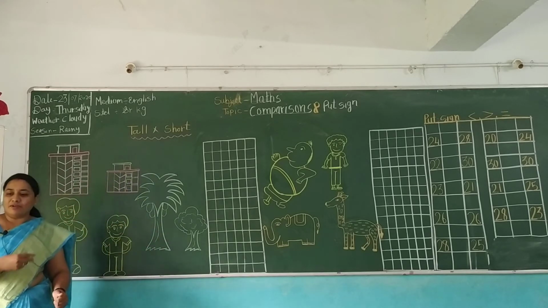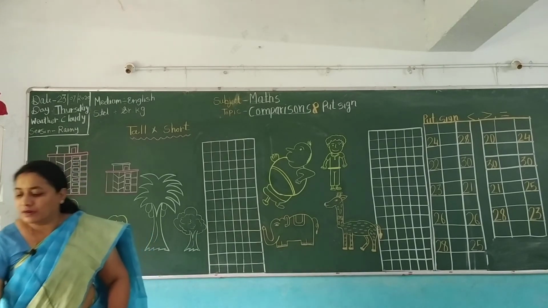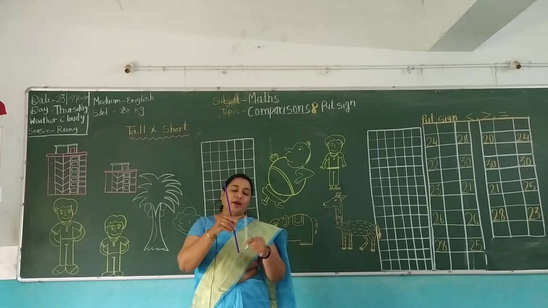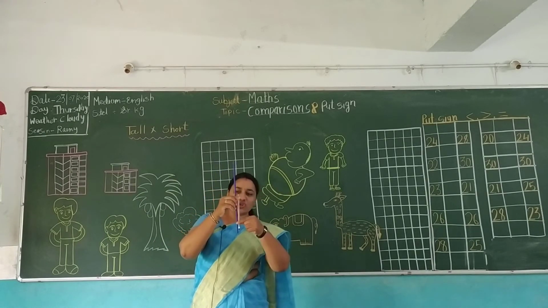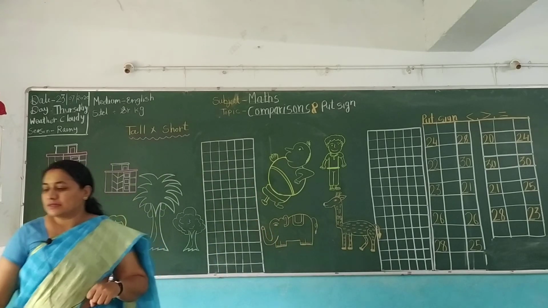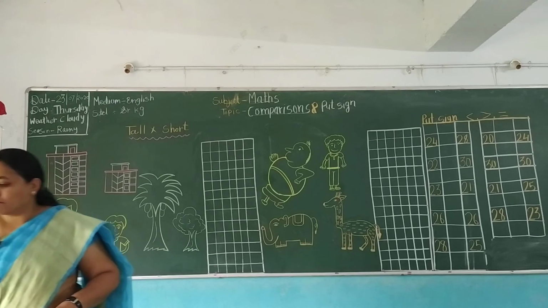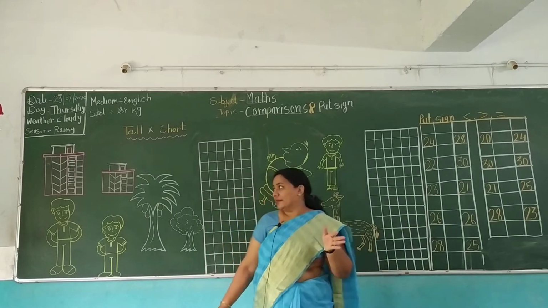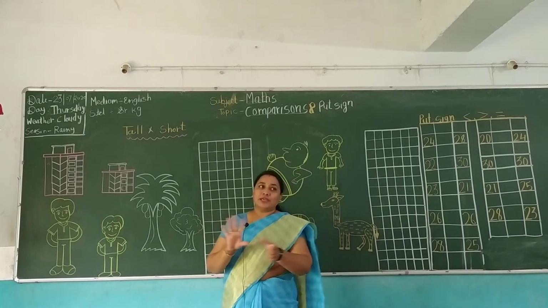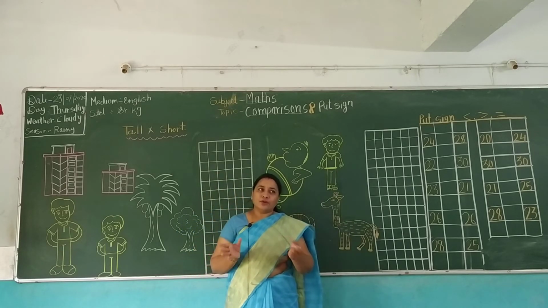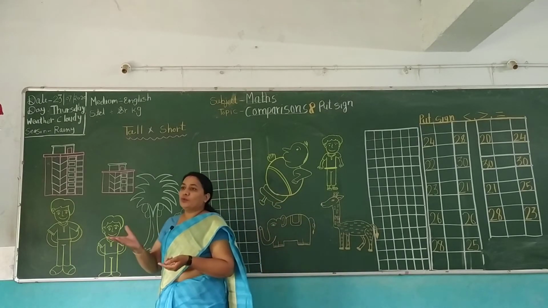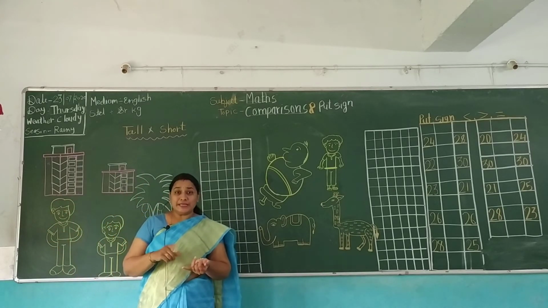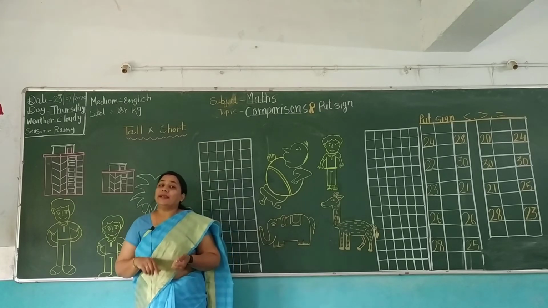You can give more examples like this. Pencils: this one is tall and this one is short. Okay children, now everybody knows the meaning of comparison. In comparison, we compare two similar things, two persons or two trees, to compare similarity and difference. That is called comparison.